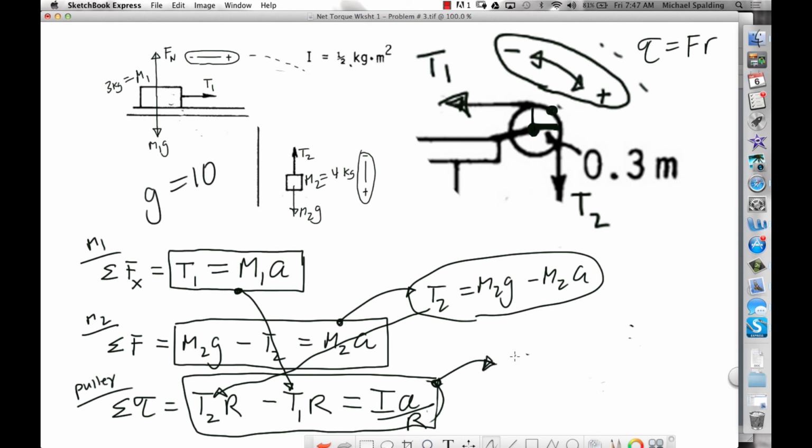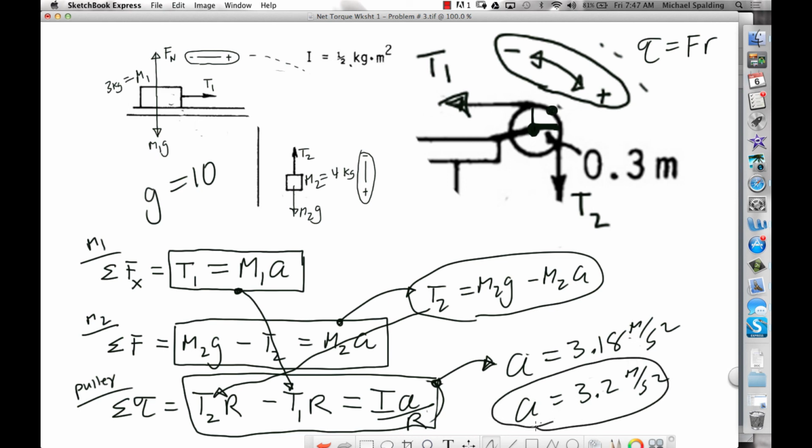When you do the algebra, you're going to get A equal to 3.18 meters per second squared, which rounds off to 3.2. Then, how do you get the tensions? Take the A, plug it back in there. T2 comes out as 27 newtons. Plug this in there. T1 comes out as 9.6 newtons.